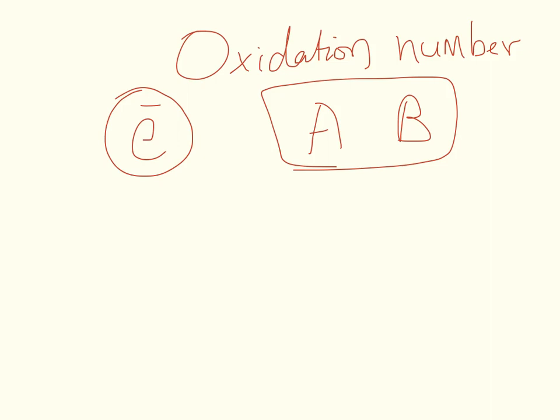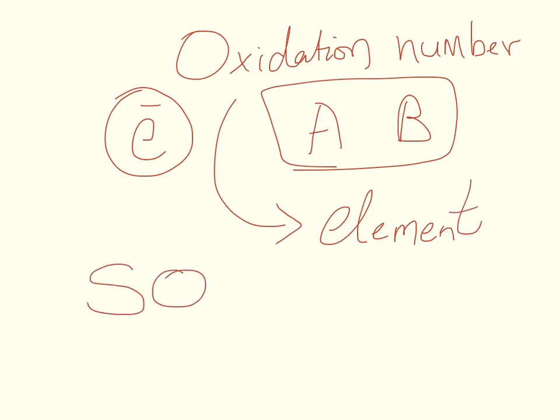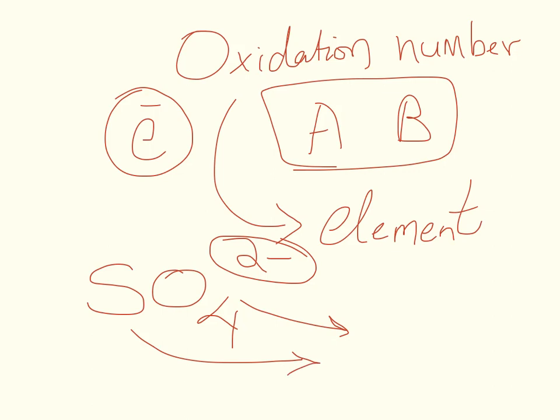It's almost like a charge, but oxidation number is calculated for every element, not the overall. So for example, sulfate ion, right? The charge is 2-, but each element will have its own oxidation number.